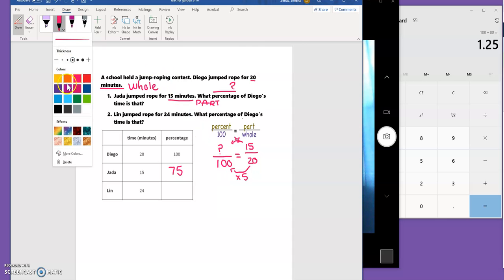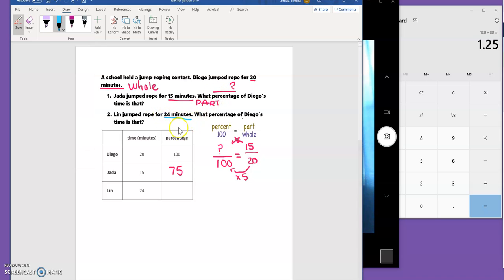Part 2 is going to ask to compare Lynn's time to Diego's. So again, Diego's 20 minutes is the total amount, and Lynn's is going to be the part, because we are going to compare Lynn to Diego. Again, we're searching for the percent. So I have a percent number out of 100 is equal to, this time, 24 minutes out of 20.